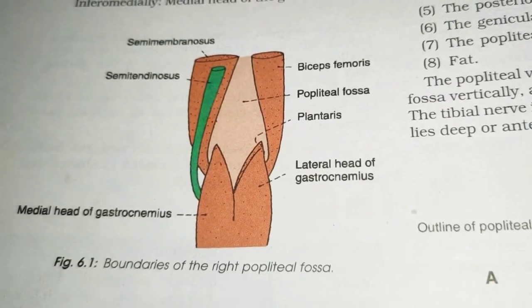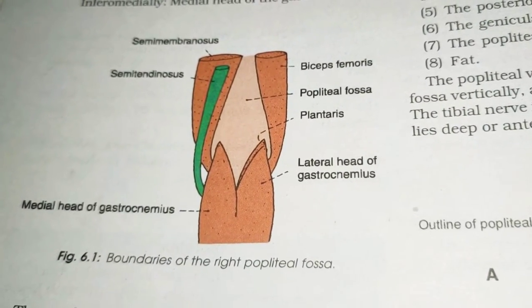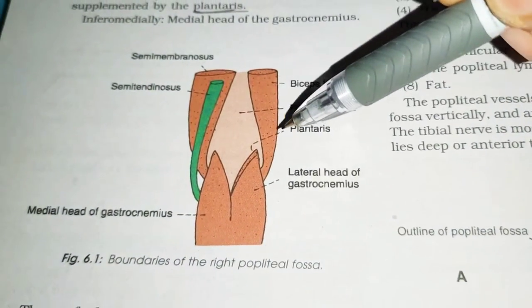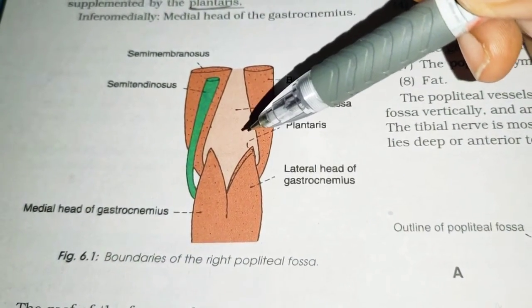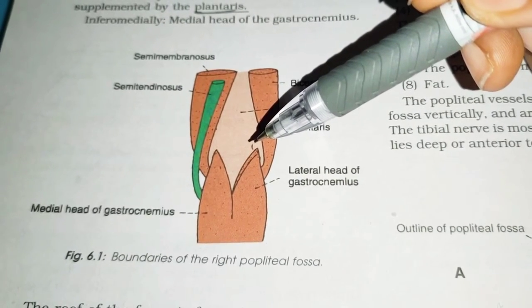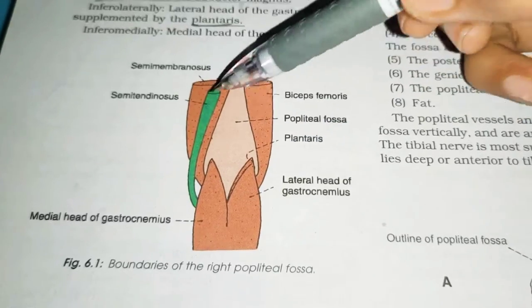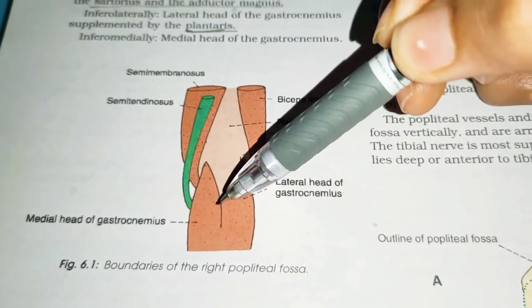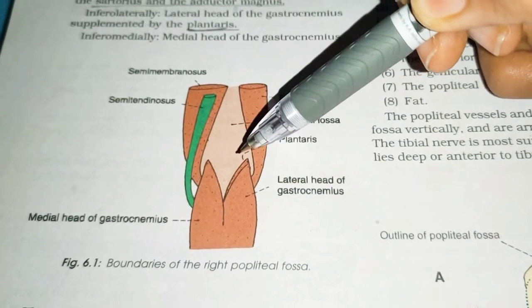So now we are going to start with the popliteal fossa. You can see it's a diamond-shaped structure, a diamond-shaped depression lying behind the knee joint. The lower part of the femur and the upper part of the tibia are forming it. So this side is the lower part of femur, and this side is the upper part of tibia. They contribute to the formation of this popliteal fossa.